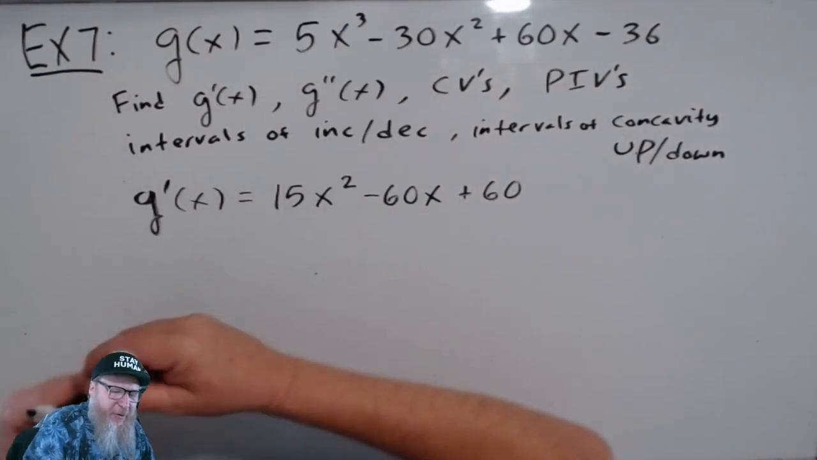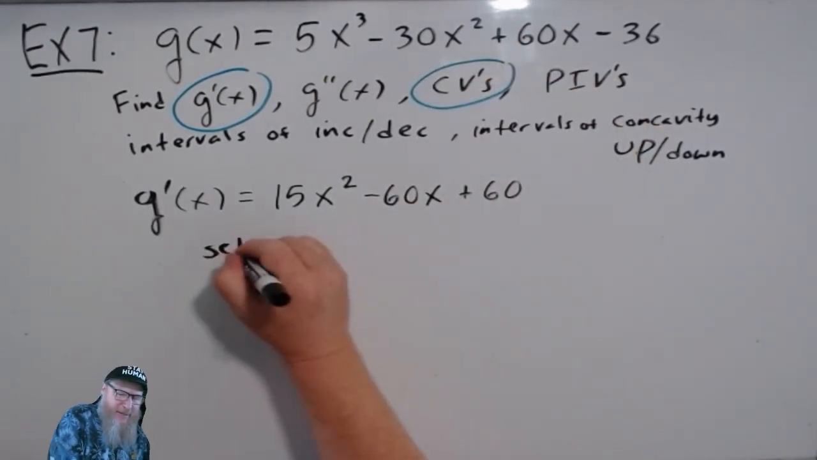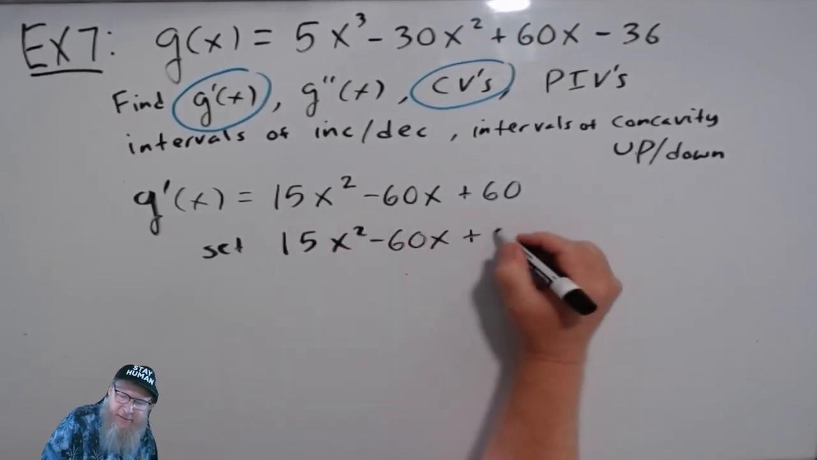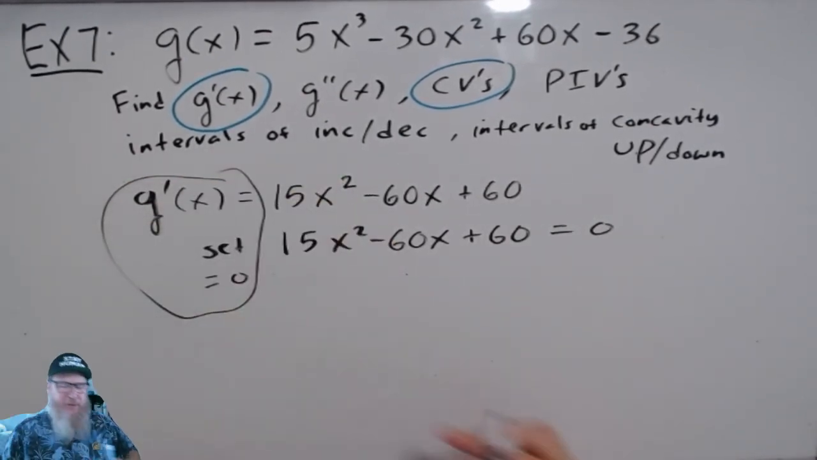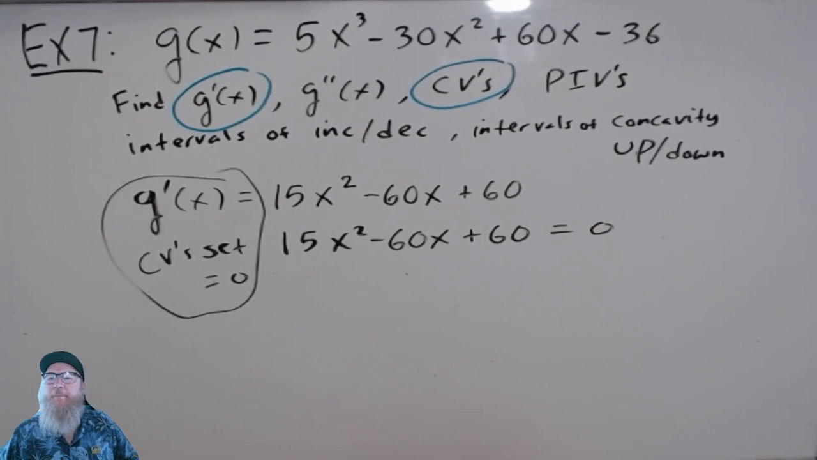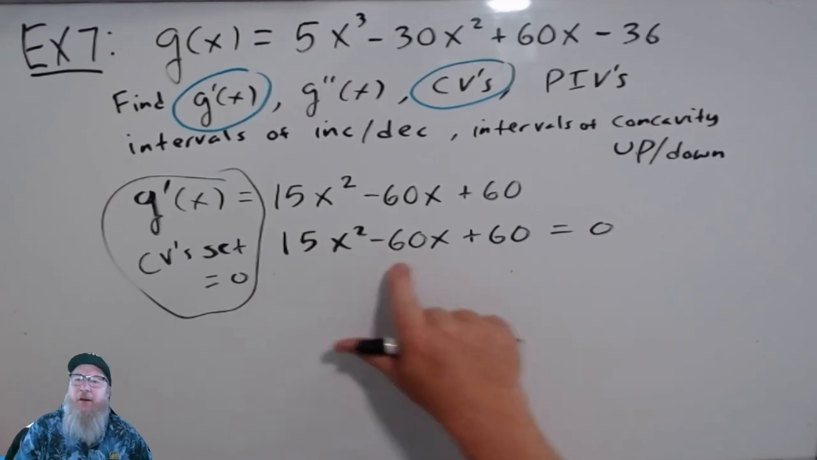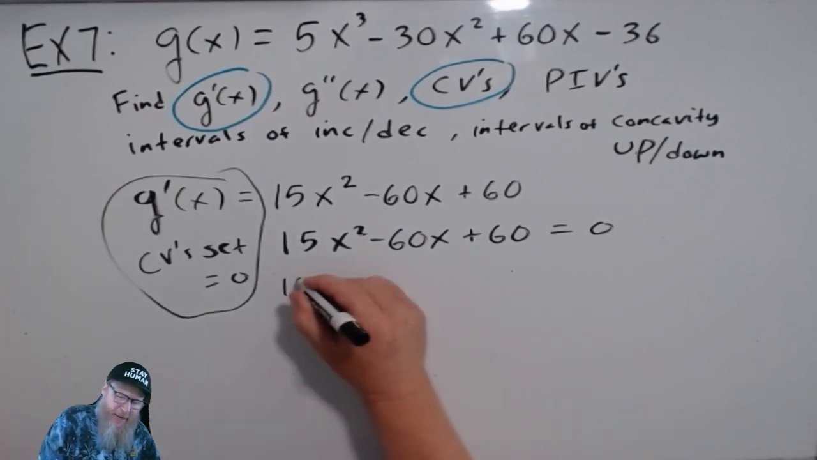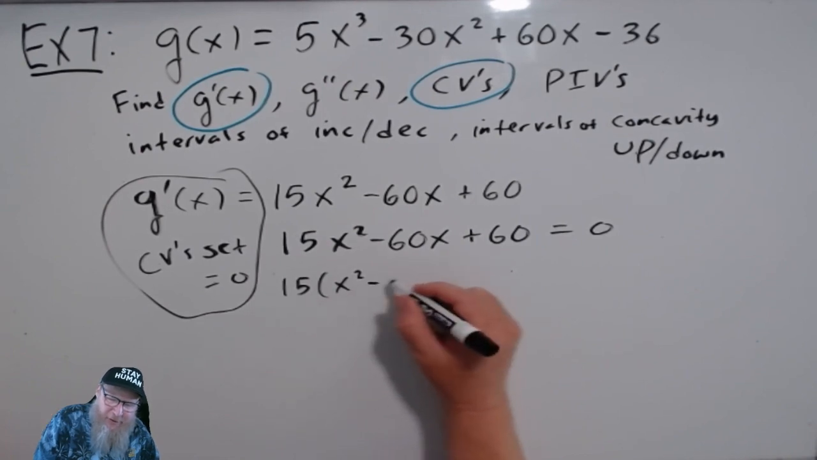So we'll start off with the first derivative and the critical values. So we're going to set 15x squared minus 60x equal to 0. So we set the first derivative equal to 0 for the CVs. You could solve it the way it is, but if you notice that all of the terms have something in common, you could factor that out or divide it out. I prefer factoring. If you divide it, you'll still get the same result.